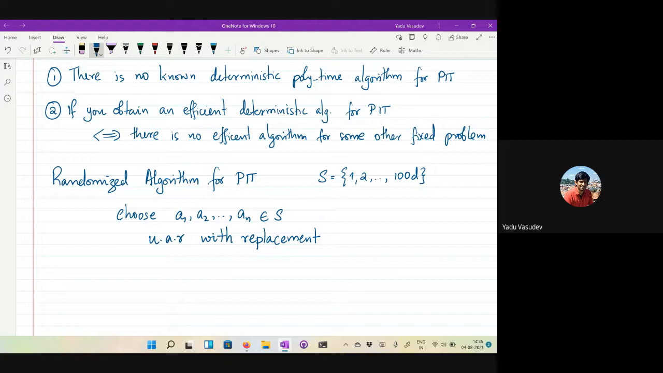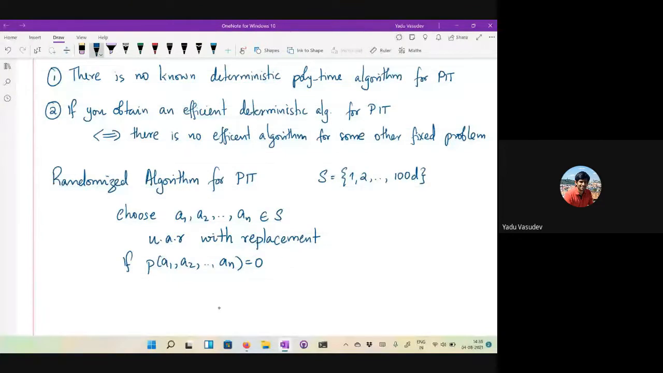What it means is that if the first time you pick A1 and it turns out to be 1, then A2 also can maybe turn out to be 1, right? That's what it means to say that choose these elements uniformly at random with replacement. Okay. And then what you do is you evaluate the polynomial. You check if P of A1, A2 up till AN is 0 or not. If it is 0, then you say P is identically 0.